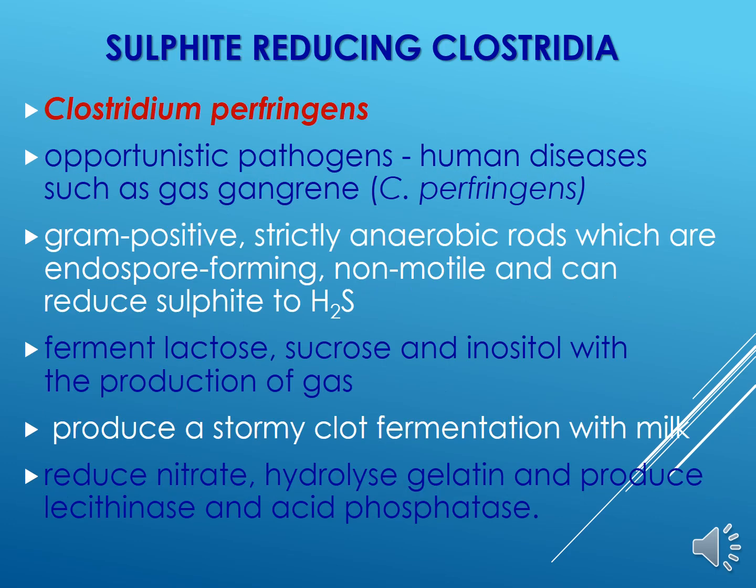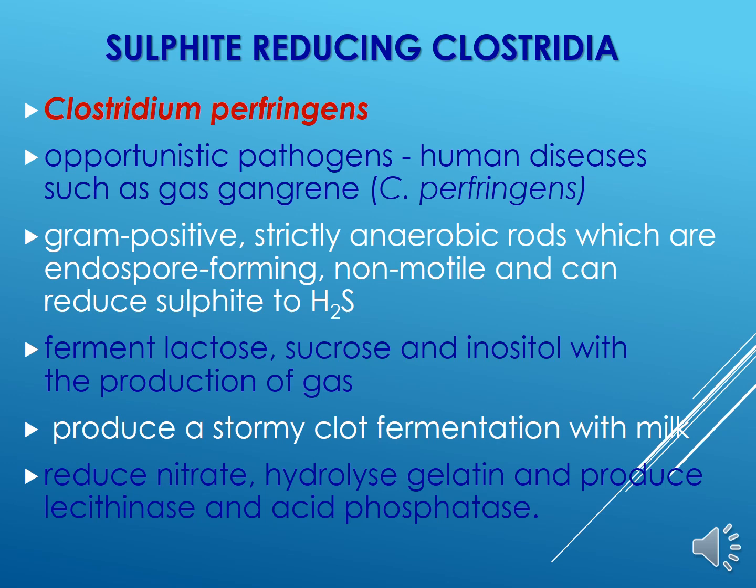The third group of indicators are sulfite reducing Clostridia. A common example being Clostridium perfringens. These are opportunistic pathogens, can cause human disease such as gas gangrene. Coming to their properties, they are gram-positive, strictly anaerobic rods which are endospore forming. They produce endospores within their vegetative cells. They are non-motile, can reduce sulfite to hydrogen sulfide. Hence the name sulfite reducing Clostridia.